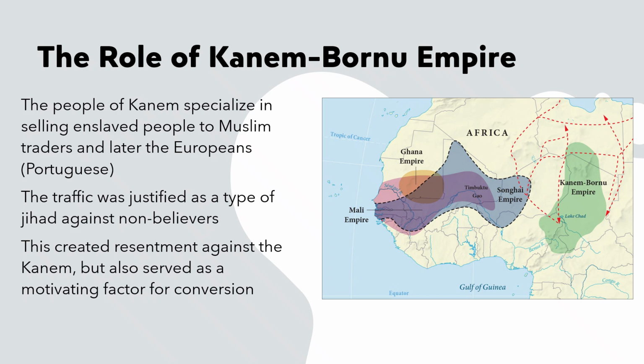Because of the geography of this particular empire, they really became the crossroads of the trans-Saharan slave trade. This was also a big motivator for many people in North Africa to convert to Islam, because fellow Muslims would not enslave fellow Muslims. But this also made the Kanem Empire very wealthy and created a lot of resentment against them from their neighbors.